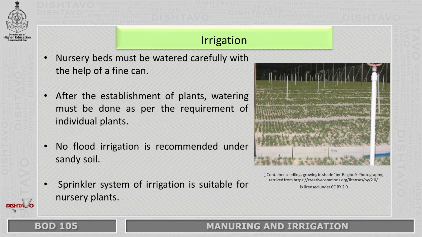Irrigation. Nursery beds must be watered carefully with the help of a fine rose can. After the establishment of plants, watering must be done as per the requirement of individual plants. No flooding irrigation is recommended under sandy soil. Sprinkler system of irrigation is suitable for nursery plants. In the picture, here you can see the nursery which is grown with the help of this sprinkler system.